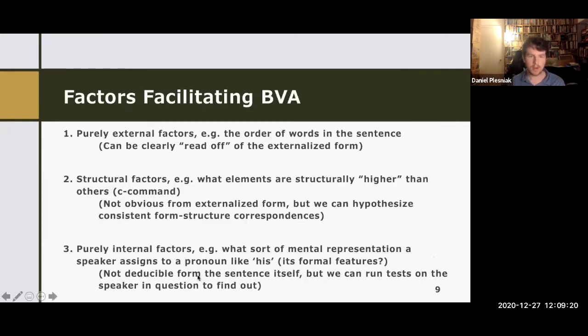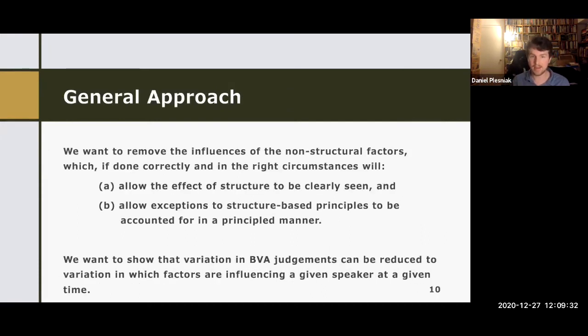So if we can diagnose beforehand that a person is showing some sort of internal effect, some special effect on the word "his", for example, that would make it not sensitive to structure, and indeed they give us a judgment that's not corresponding to our structure-based predictions, well, now we have a very principled way of explaining that. So instead of just discounting people, we're actually giving an explanation as to why their judgments varied. And specifically we want to show that this variation in judgments can be reduced to variation in which of these factors are influencing the speaker at the given time.